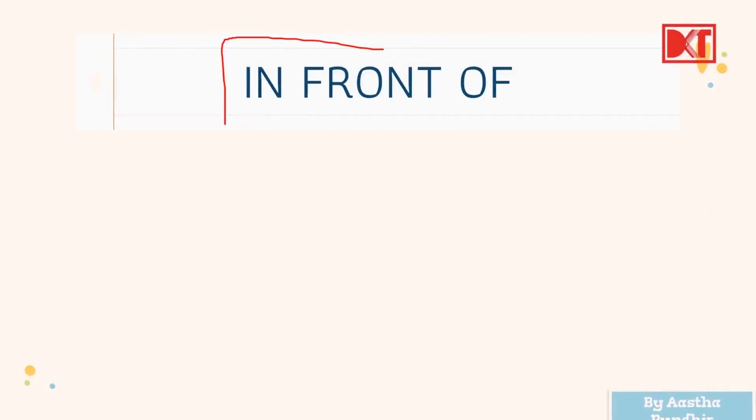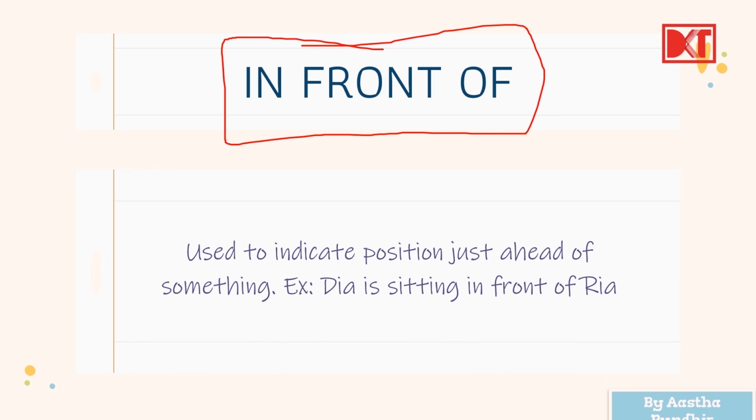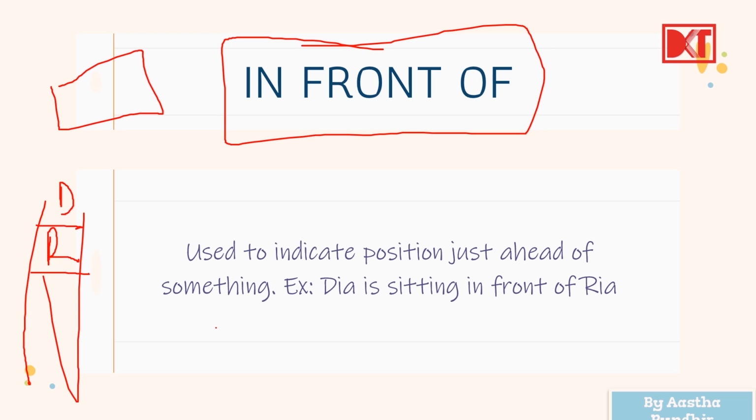Next preposition is in front of. When is this one used? Used to indicate position just ahead of something. Now, आपके स्कूल में chairs, tables होती हैं. You sit in lines. तो suppose दिया बैठी है यहाँ पे, रिया बैठी है. ठीक है. Here is the teacher's blackboard. So Diya is sitting in front of Riya. Okay. दिया जो है वो रिया के just आगे position में बैठी है. So used to indicate position just ahead of something. This is when we use in front of.